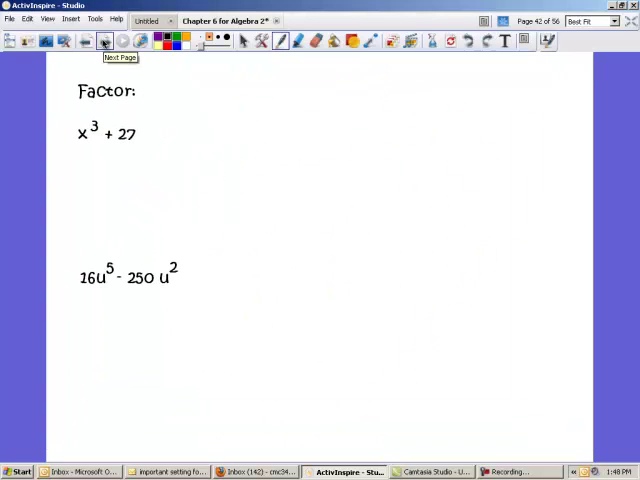So here's two examples. One of them is just like what I showed you. The first one, x to the third plus 27. So can you take the cube root of x to the third? The answer is yes, it is x. Can you take the cube root of 27?